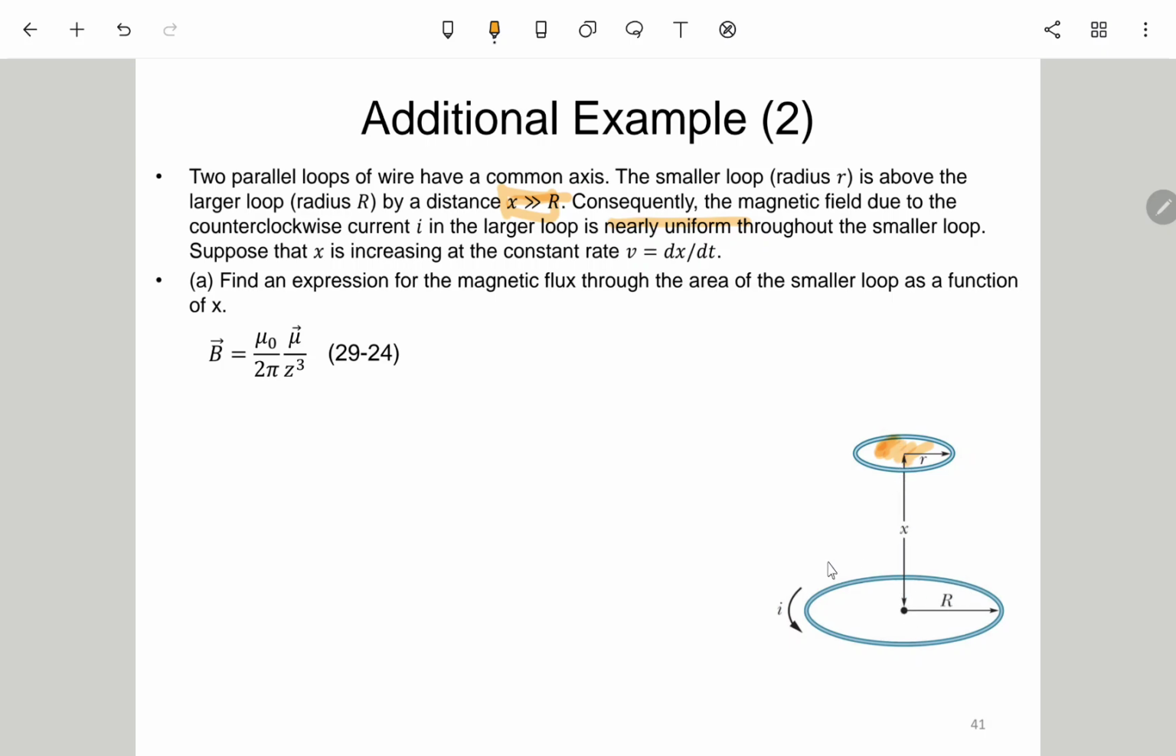So it's like this one is at rest, and this smaller loop is moving upward. In such a way, x is increasing at a constant rate v equals dx/dt. And then find an expression for the B field flux through the area of the smaller loop as a function of x. So we will make use of this.